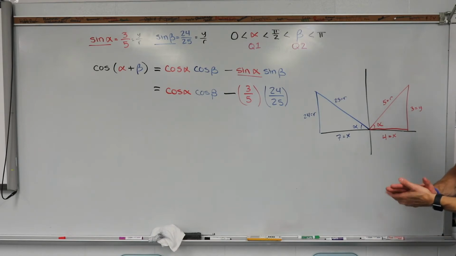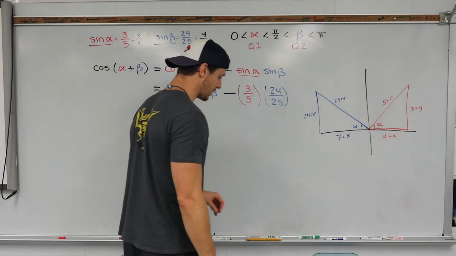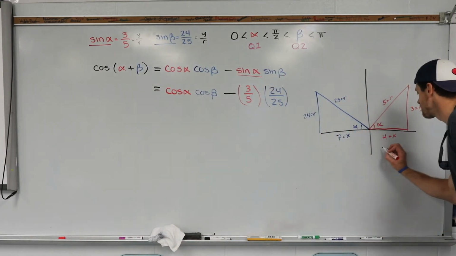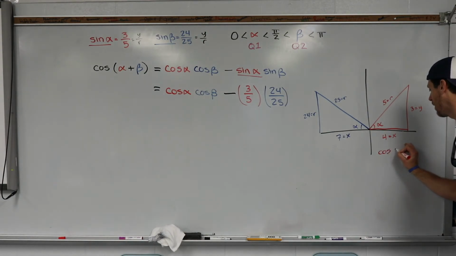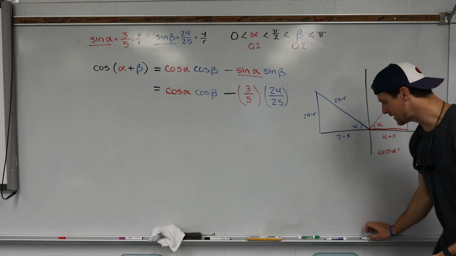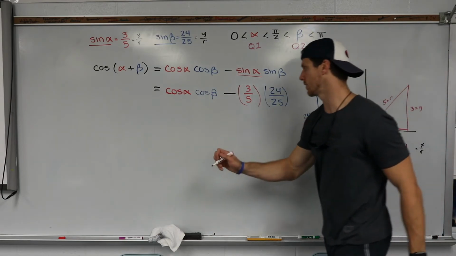So, cosine though. What is cosine? Remind yourself, cosine of alpha is equal to, cosine is equal to x over r. Therefore, 4 over 5. That's what this value is.